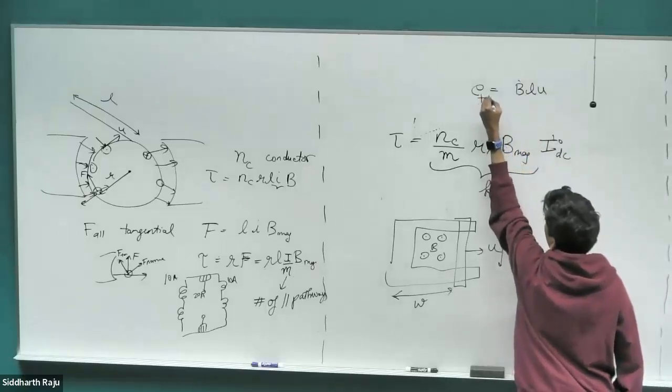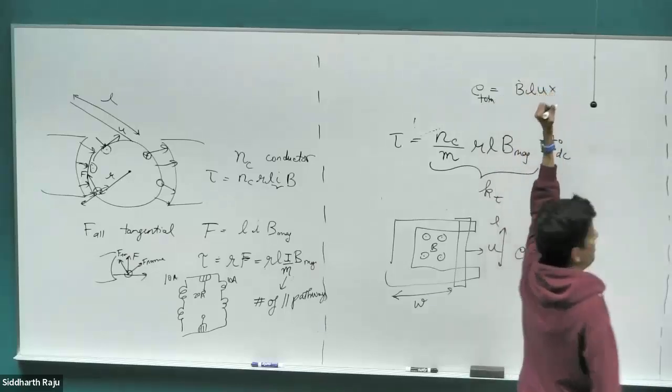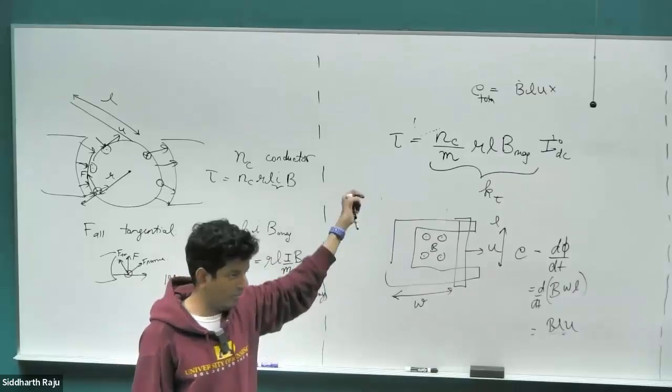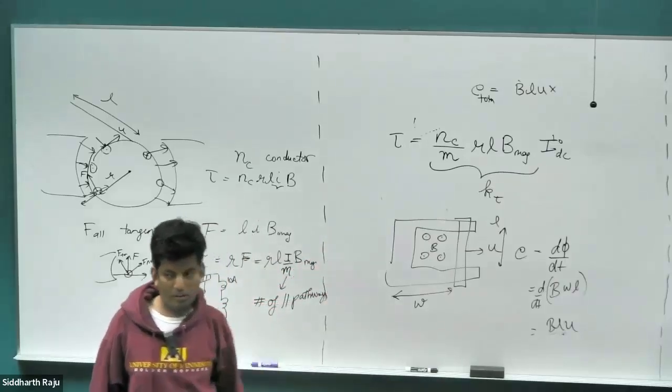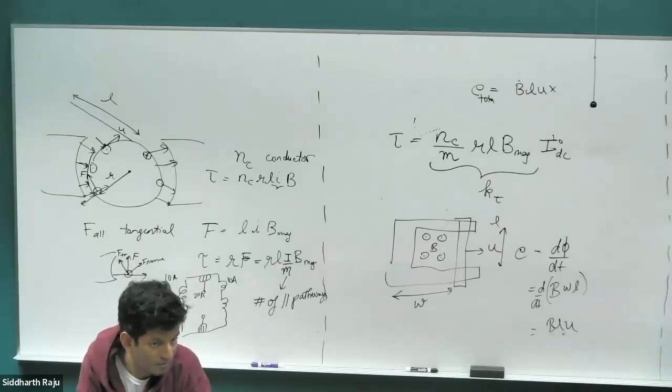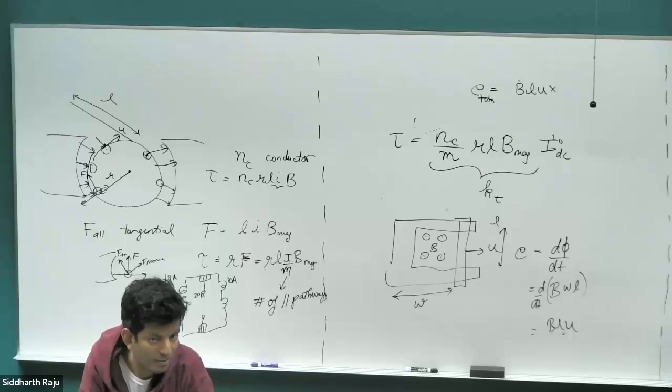So this is for one conductor. If I want to look at the total, what is it going to be? What will be the EMF for all the conductors? That is just for one conductor, right? What will be the EMF for all the conductors? What would I multiply it with? Let's say the number of conductors is NC. What was it? How many of you say NC? How many of you say something else?